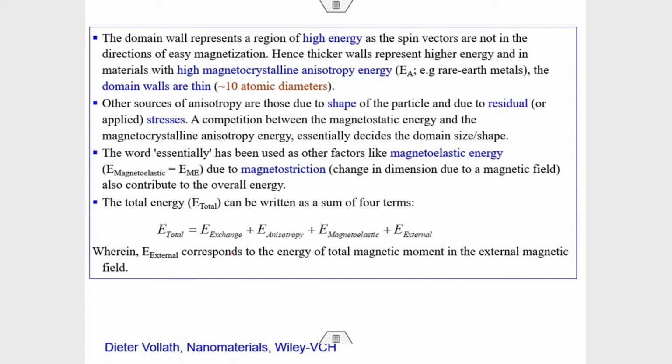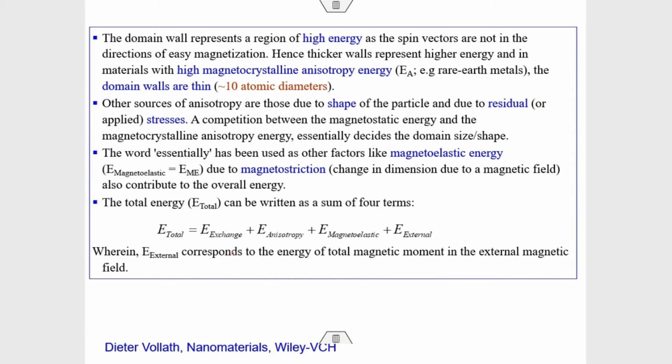Other sources of anisotropy are the shape of the particles. That is understandable: the shape of the nanoparticle, the shape of any material, the grains actually, and also residual stresses. So the competition between the magnetostatic energy and the magnetocrystalline anisotropy energy essentially decides the domain size and shape. What is magnetostatic energy? The energy which is making the spins align. Magnetoelastic energy due to magnetostriction also contributes to the energy, but magnetostriction is only possible for certain categories of materials.